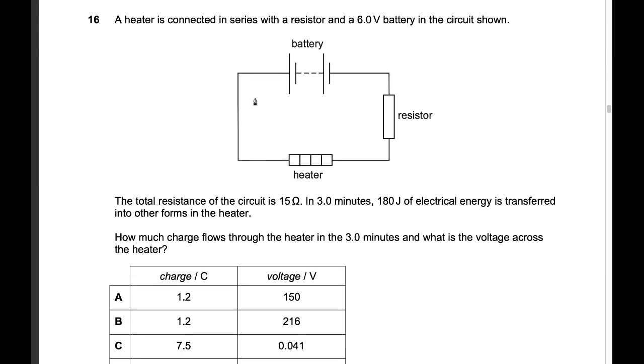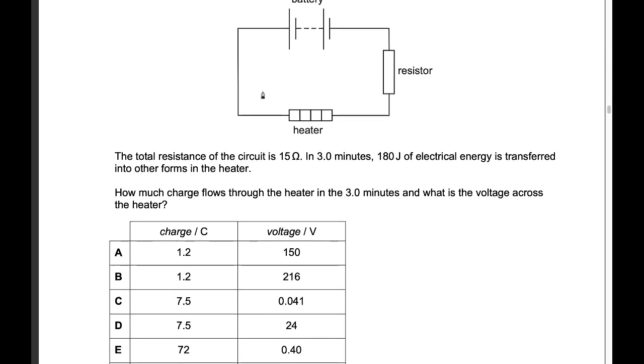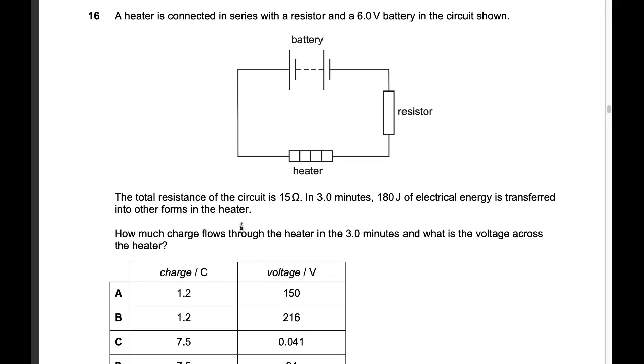Right, we've got a heater connected in series with a resistor and a 6-volt battery shown in the circuit. Good, I don't have to draw it. The total resistance of the circuit is 15 ohms. In 3 minutes, 180 joules of electrical energy is transferred into other forms in the heater specifically. How much charge flows through the heater in 3 minutes, and what is the voltage across the heater?